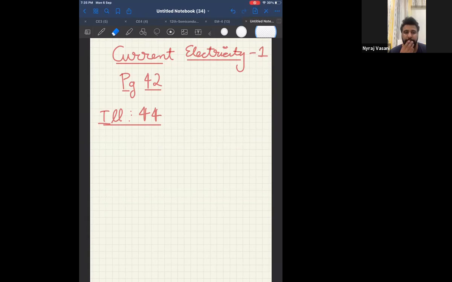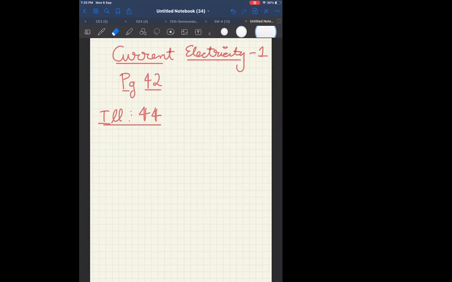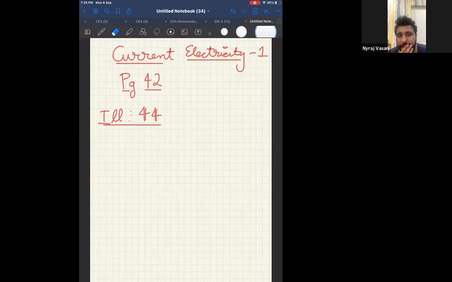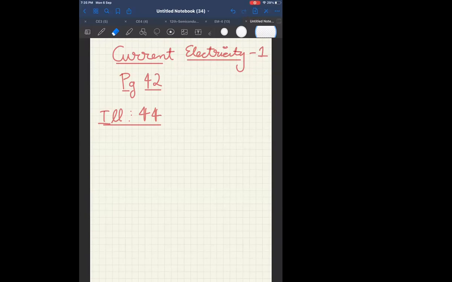This Sunday, which exam do you have? Mechanical properties of solids. And next Sunday? Current electricity 2. Next Sunday, current.